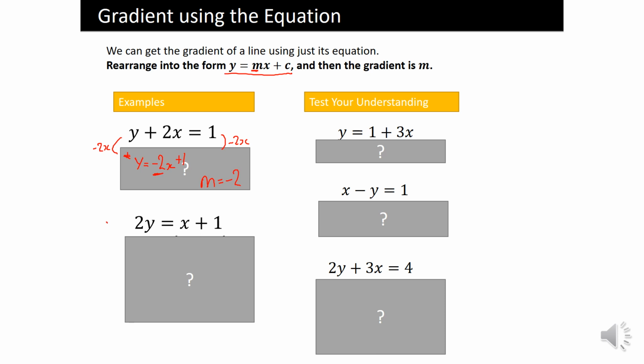Okay, so let's go over to this one. So we've got 2y equals x plus 1. So we want it just to be y equals, so we need to divide by 2. So we end up with y equals a half x, and we've got plus a half. So now looking back at the equation of the line, what number is in front of the x? A half. So that tells us our gradient equals a half, and again, completely fine to get a fractional gradient.